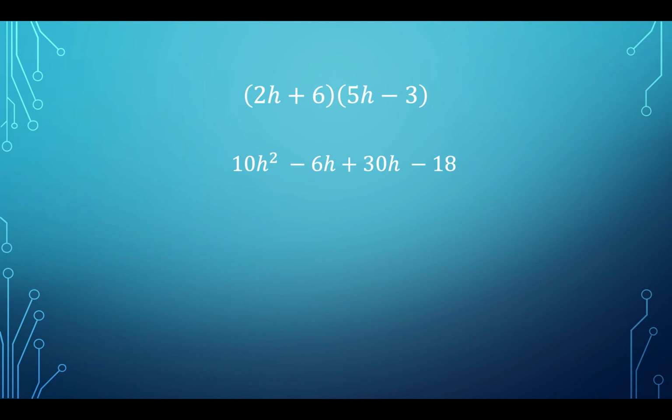Next, I'm going to combine my like terms, and those like terms are minus 6h and plus 30h. So, final answer, I get 10h squared plus 24h minus 18.